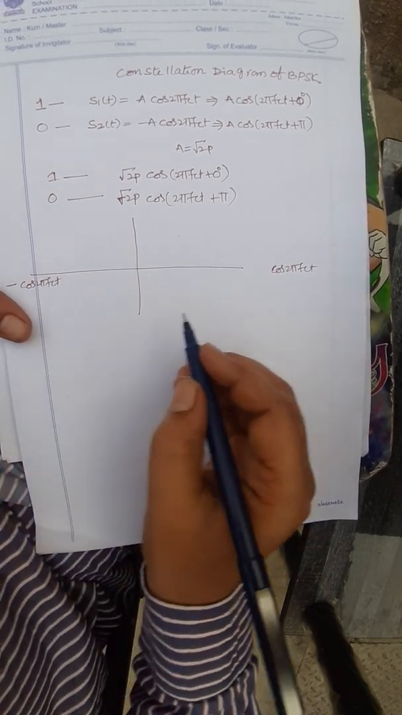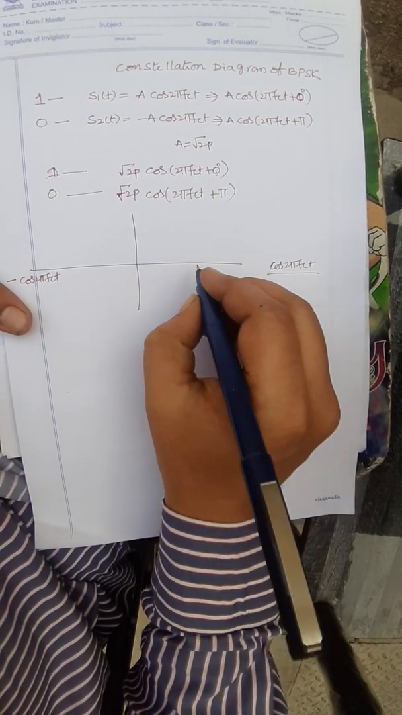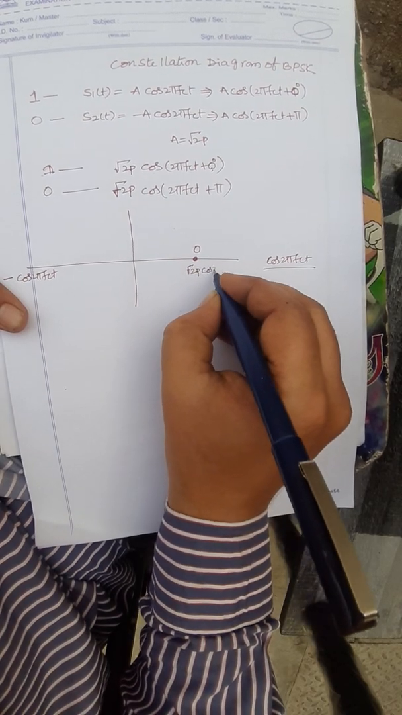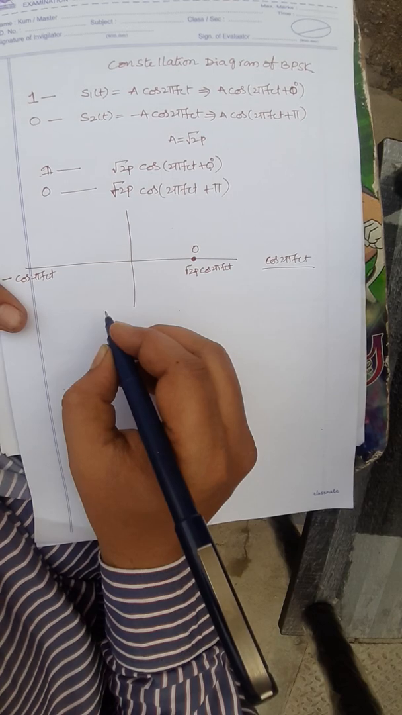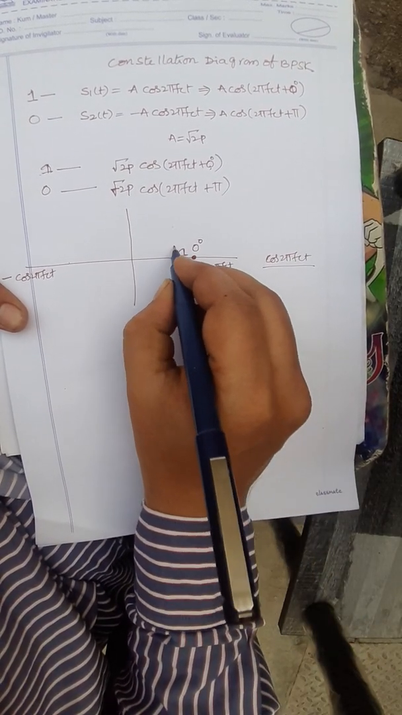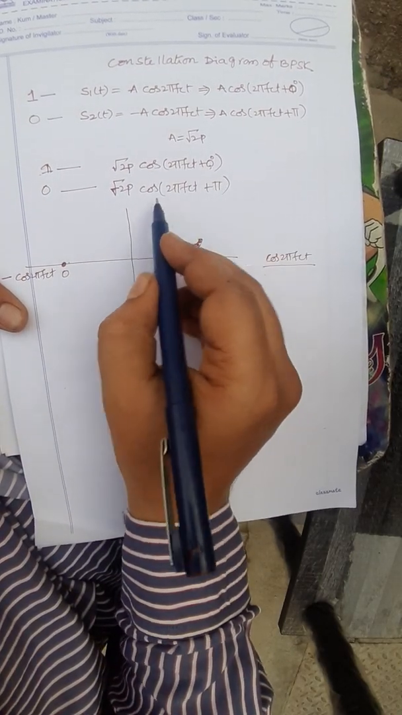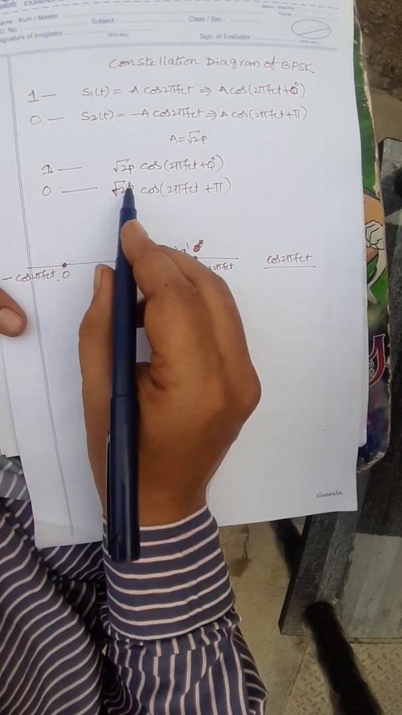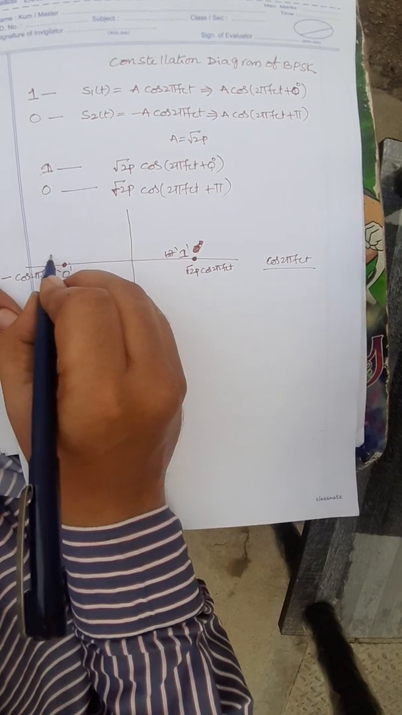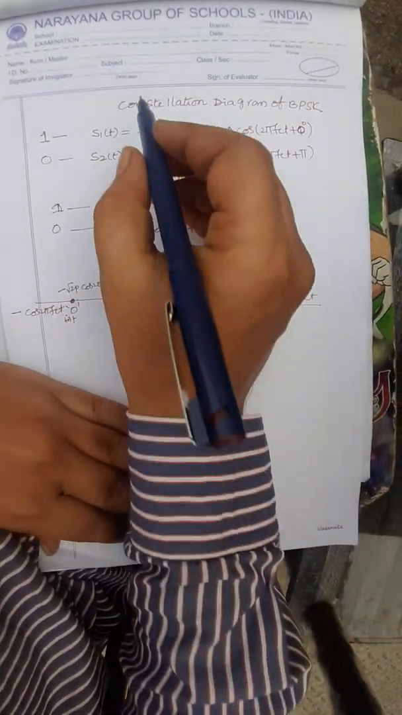So you will get cos 2 pi fct for 0 degrees. For bit 1 the phase shift is 0, so you will get root 2P cos 2 pi fct. For bit 0 the phase shift is 180 degrees, so it becomes what? Minus cos 2 pi fct. Yes or no? It becomes minus root 2P cos 2 pi fct. This is bit 0, and this is the constellation diagram. Remember this one. Yesterday I forgot the constellation diagram of BPSK.